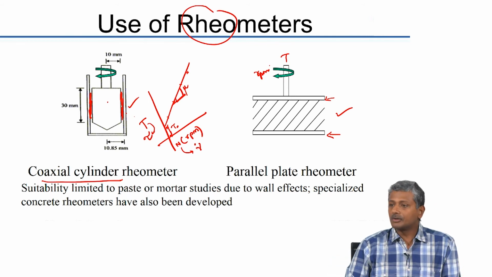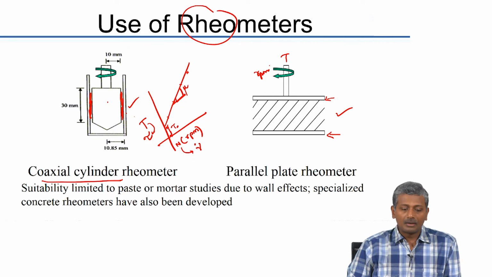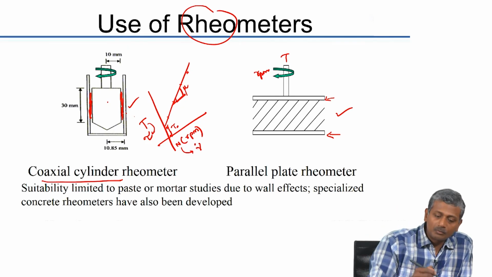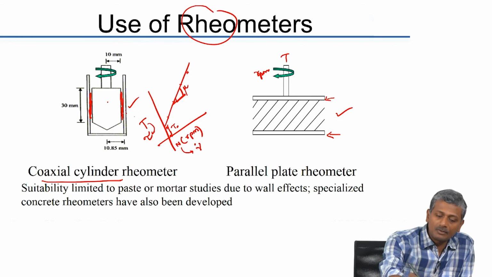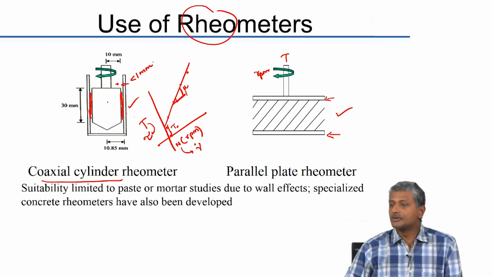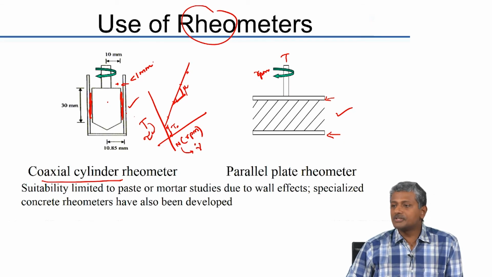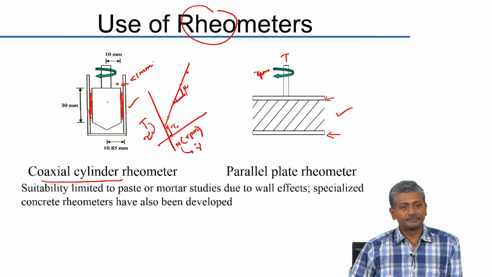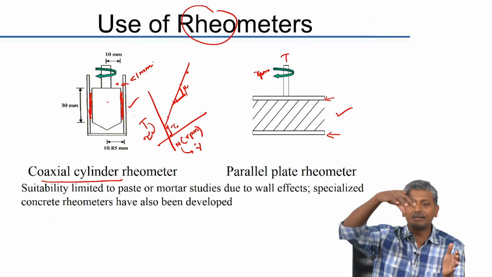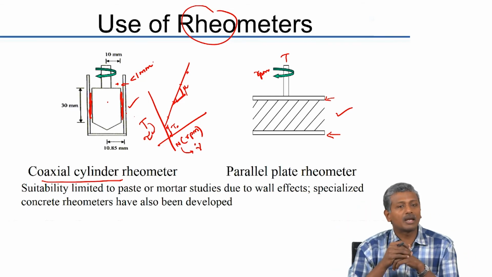Okay. Now there are some problems with this. As you can see, most coaxial cylinder geometries have less than 1 millimeter spacing between. So obviously there is no scope of using aggregate in these systems. Okay. Now what happens if you have large spacing? If you want to create a large spacing, what will happen? If you want to incorporate aggregates and you want to have a cylinder and an inner cylinder that is rotating, what will happen in that case?